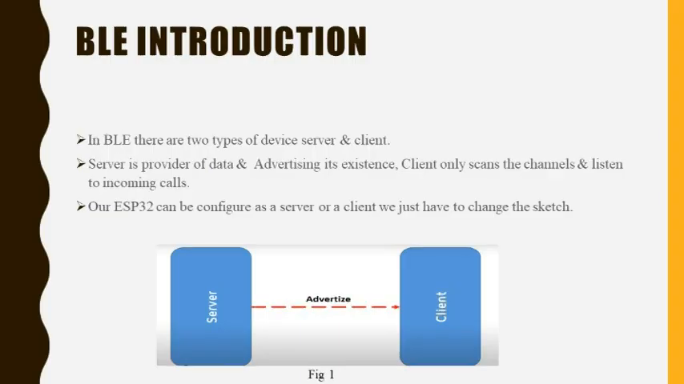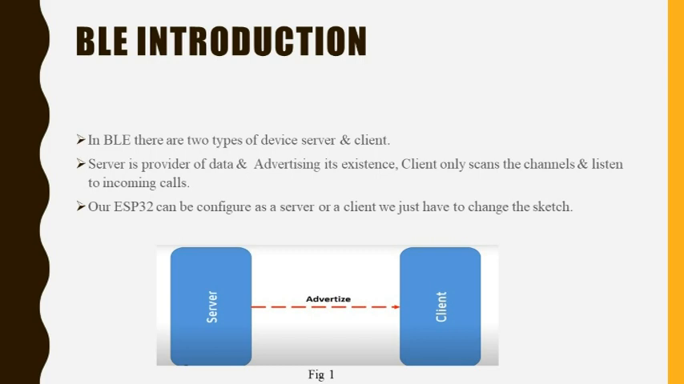In BLE, there are two types of devices: server and client. The server is the provider of the data and advertises its existence. The client only sends the channel and listens to the incoming calls. Our ESP32 can be configured as a server or a client; we just have to change the sketch.